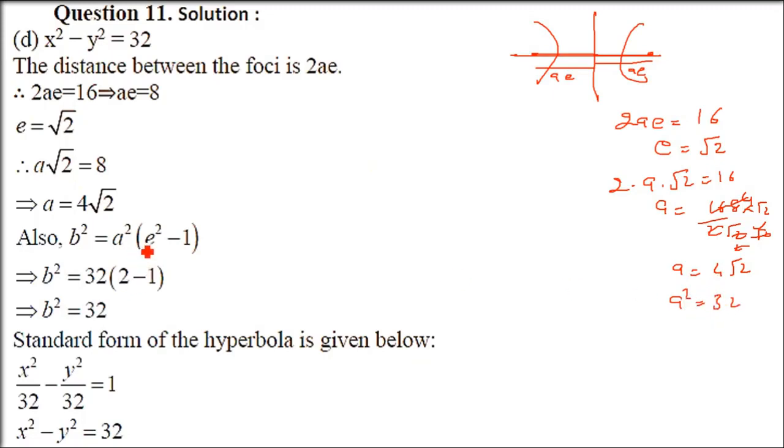When you put it in this equation, B square equals A square into E square minus 1, with A square as 32, you will get B square as 32. So x square by 32 minus y square by 32 equals 1. Multiply both sides by 32, and you will get option D as the correct option.